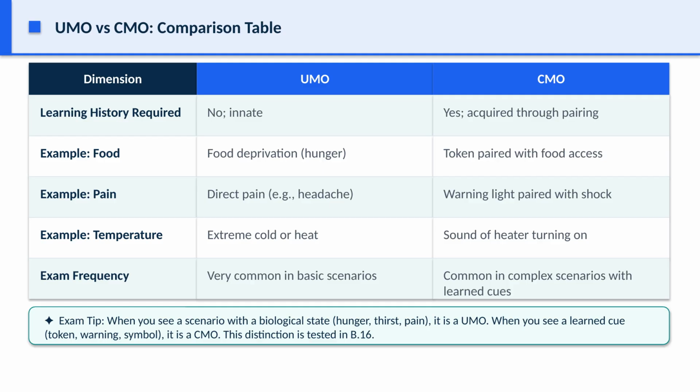On the right, CMOs are acquired through pairing with a UMO or another reinforcer. A token only becomes a CMO after being paired with food access, and a warning light only signals danger after being paired with shock. For the BCBA exam, you'll often see UMOs in basic scenarios testing your grasp of biological states, while CMOs appear in complex scenarios involving learned cues, such as a client responding to a visual schedule because it signals access to a preferred activity. Remember, UMOs are unlearned and universal. CMOs are learned and context-dependent. This distinction frequently appears in questions about motivation and establishing operations.